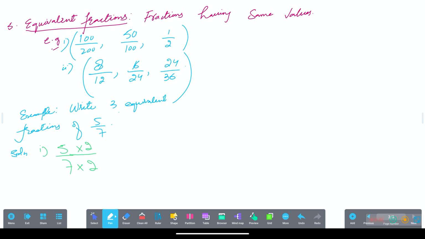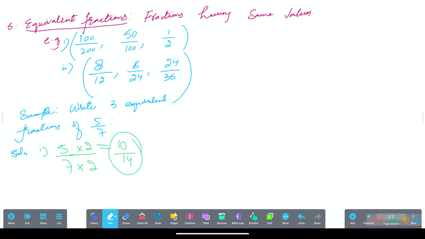Now I am using 2, so why not 1? Because in the previous chapter you came to know that 1 is the multiplicative identity that will not alter the value of the number. So we will get the same 5 by 7 in return. Now 5 2s are 10 and 7 2s are 14. It is also a fraction. But this 10 by 14 and 5 by 7, they look different by their numerators and denominators, but their values will be same. Whatever the value of 5 by 7 will be, same will be the value of 10 by 14.